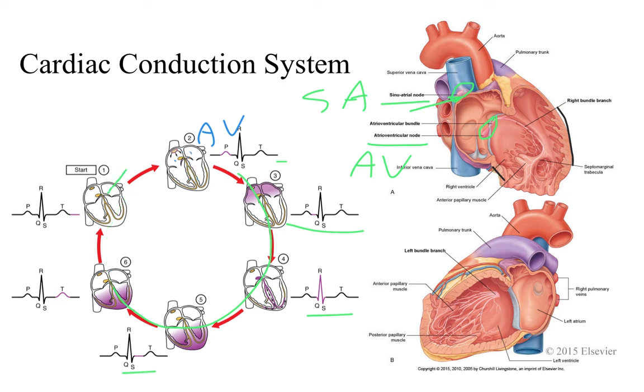Then, of course, you have the AV bundle, also known as the bundle of His, that divides into the left and right bundle branches. And then as you go down towards the apex of the heart, you have little branches coming off that will innervate the actual muscular walls of the ventricles, and those are called the Purkinje fibers. Okay, we will go over that in physiological detail in physiology, but that's the general anatomy of the cardiac conduction system.